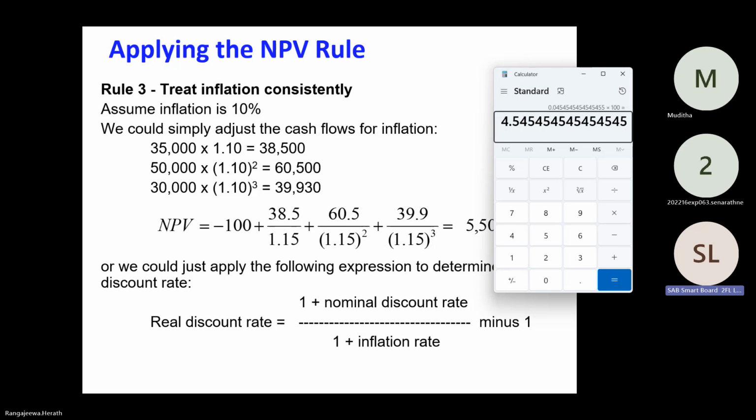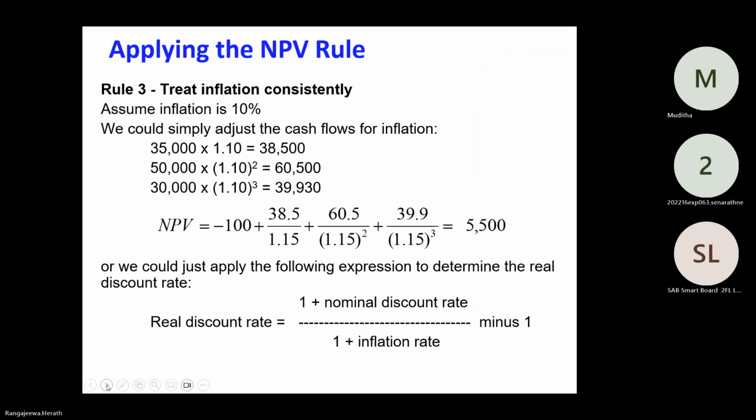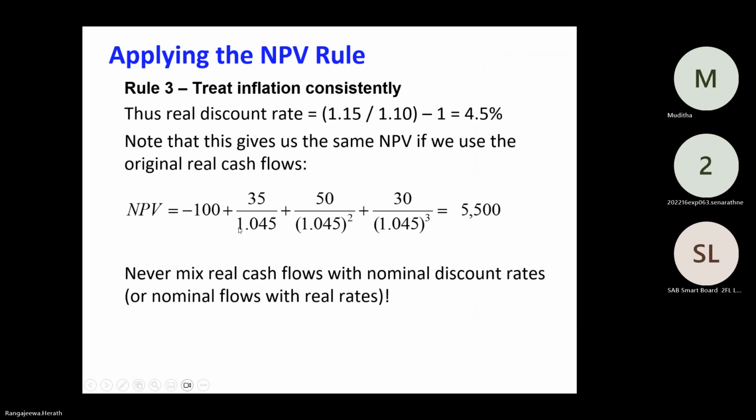Now you discount these cash flows using 1.045, 1.045 to the power 2. This is the real discount rate, and these are the real cash flows. Real cash flows discounted by real discount rate, you will end up with the same answer. Right? Same answer. But if you use the given real cash flows and discount by 15%, your NPV is wrong.